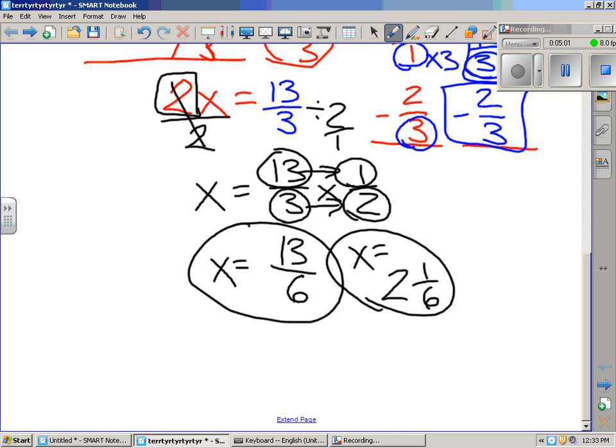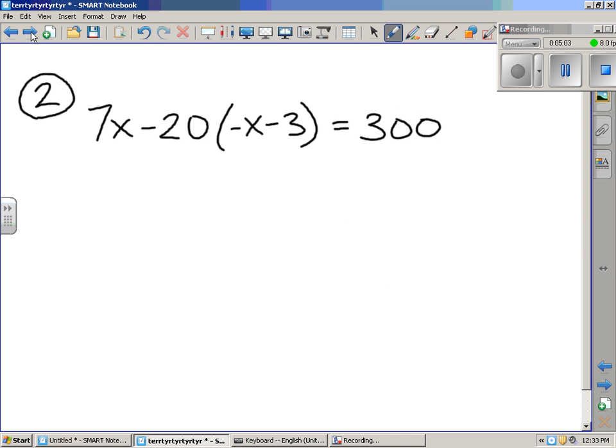Let's move on to number 2. All right, number 2, we look first for a distributive property section. Then we're going to collect like terms, and then we're going to use our symbols to show us what to do next. So first, we're going to use the distributive property.